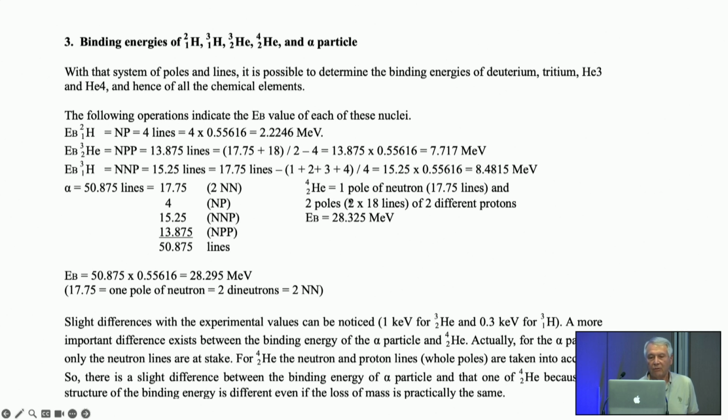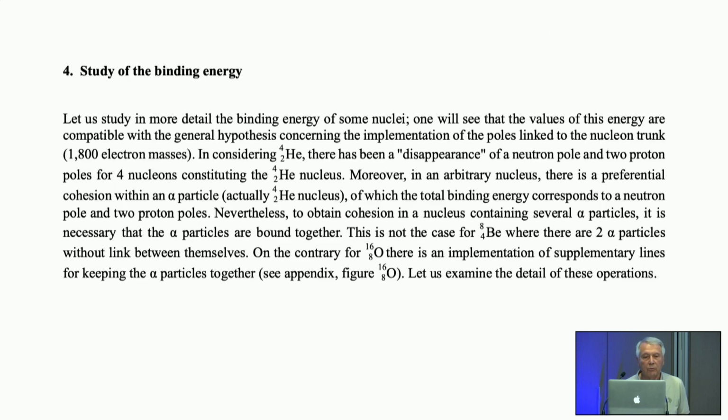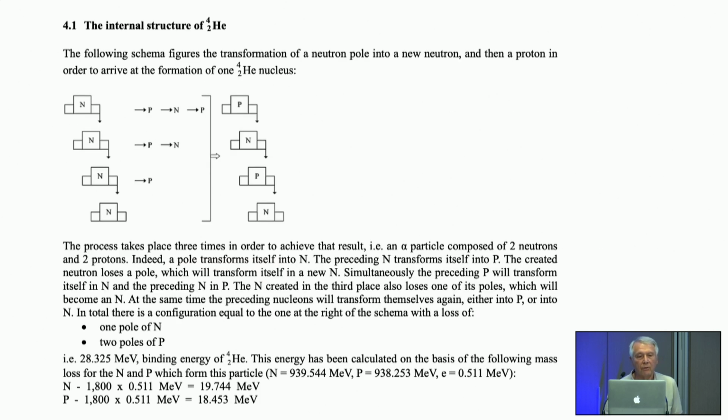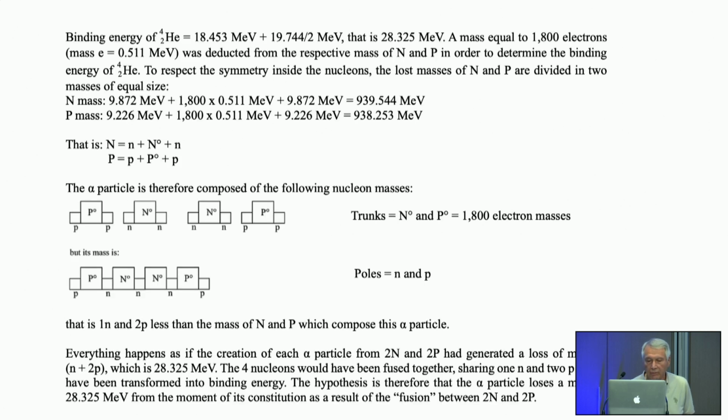On the contrary, helium-4 has, as I said before, lost 1 pole of neutron and 2 poles of proton. This is a binding energy of 25.325. There's a little difference between the alpha particle and helium-3. It's a little difficulty. I will skip it for the present time. And we will go to the structure of helium-4, which is, for me, the element which is important.